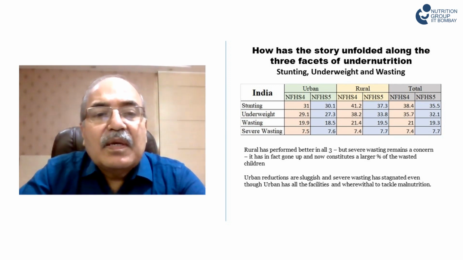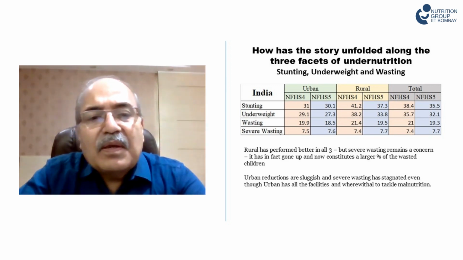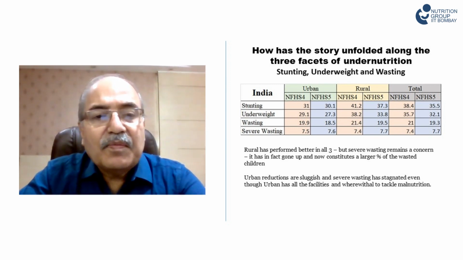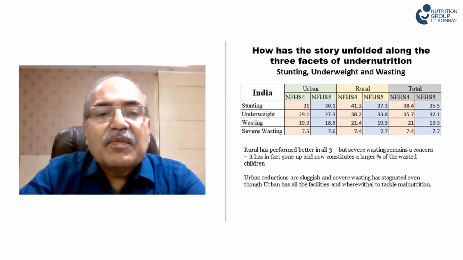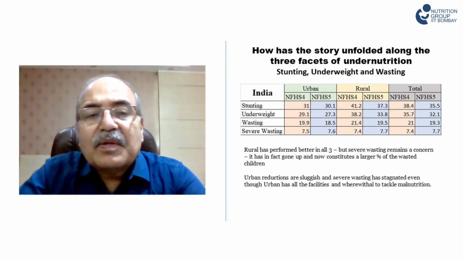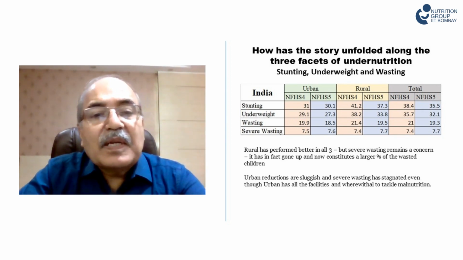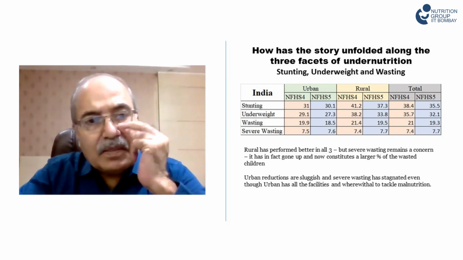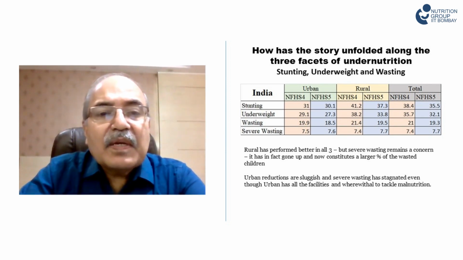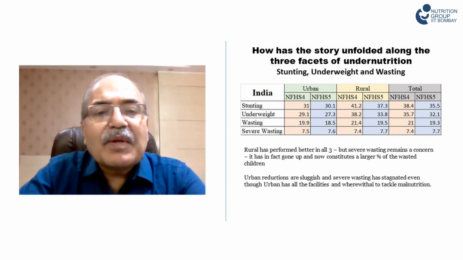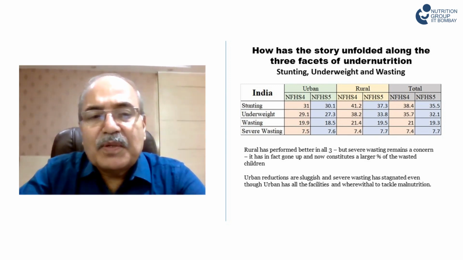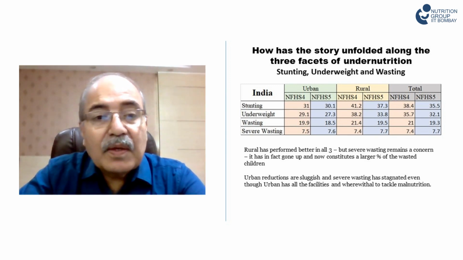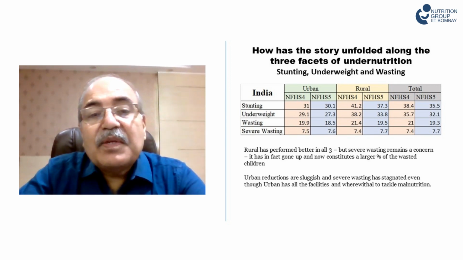So what do we really see? What we see is rural has performed fine in all the three facets. The decline in stunting from 41% to 37%, the decline in underweight again from 38 to nearly 34 is okay, not great declines, but okay. Wasting has come down from 21.4 to 19.5 by about 2%. But severe wasting remains a concern.